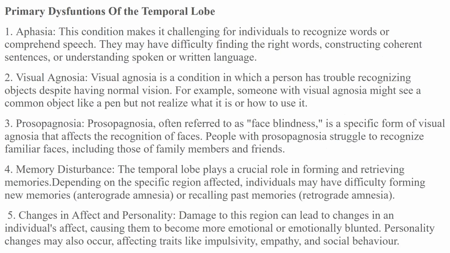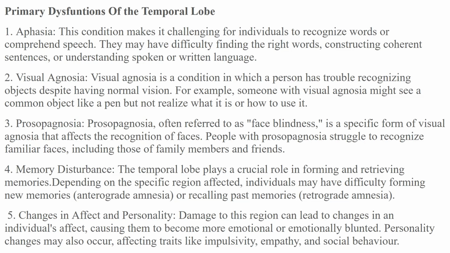First one is aphasia. So this condition makes it challenging for individuals to recognize words or comprehend speech. They may have difficulty finding the right words, constructing coherent sentences, or understanding spoken or written language. Then there is visual agnosia, which is a condition in which a person has trouble recognizing objects despite having normal vision. For example, they can see a pen but they cannot realize what it is or how to use it.